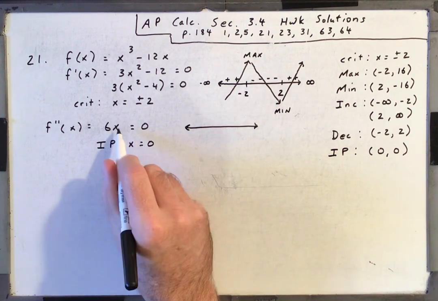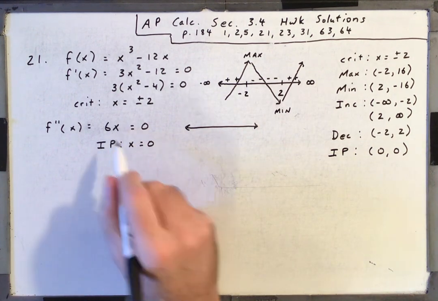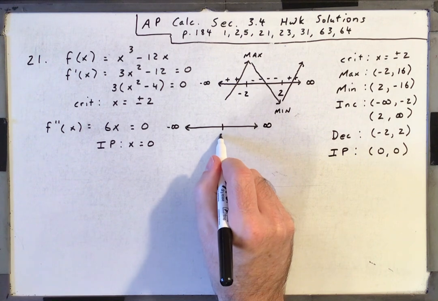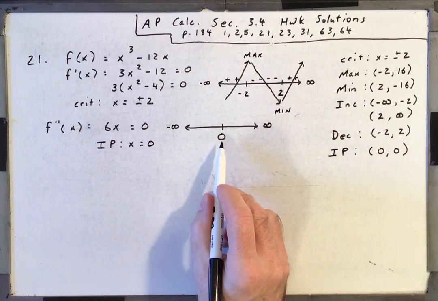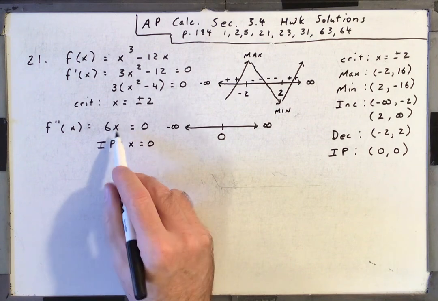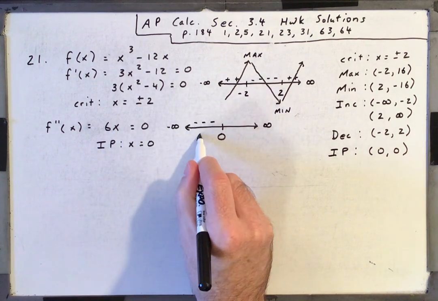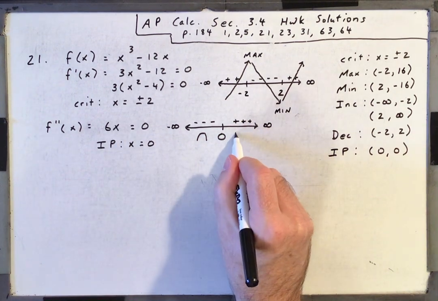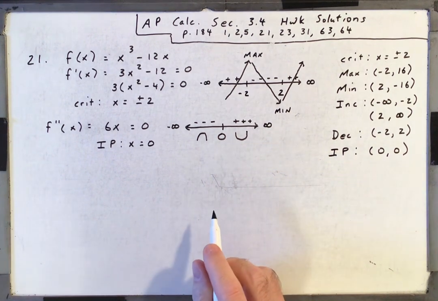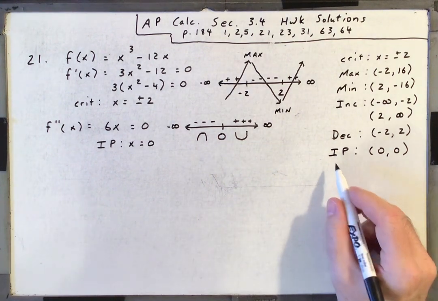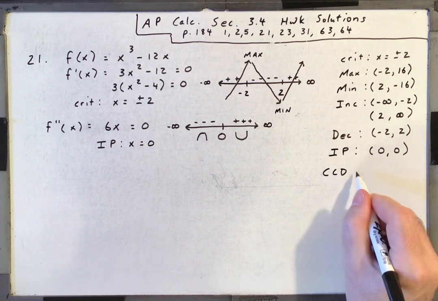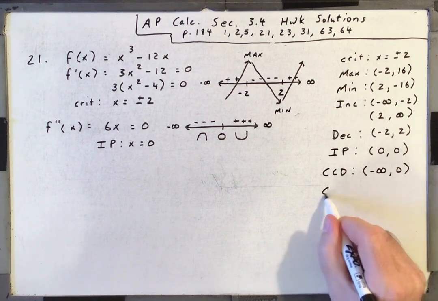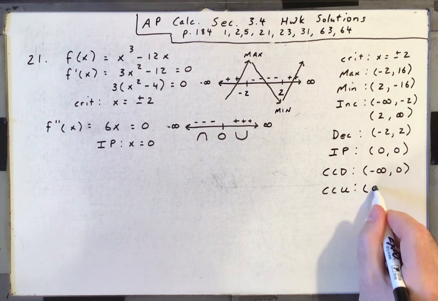Let's do our second derivative sign line. I'm going to put it right next to this. I'm going to plug into 6x, negative infinity, positive infinity. Our inflection point is at 0. So if I plug in a negative 1, that'd be negative 6, so we're negative. That's concave down. Positive 1 would be positive, so we are concave up after 0. So let's write that down. Concave down from negative infinity to 0. Concave up from 0 to infinity.